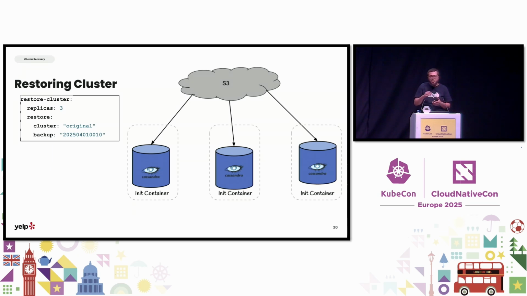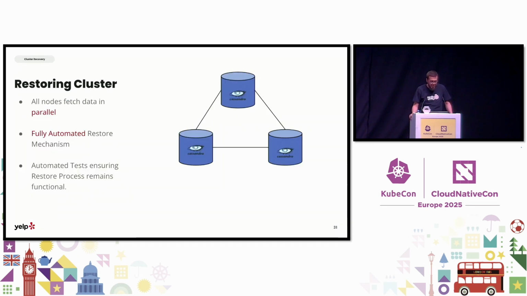If we follow a sequential approach, one node at a time, it would take much longer. So we expedite things by making use of the parallel pod management policy that allows all pods to come up in parallel and start pulling data from S3. And once all nodes have completely pulled data onto the disk, we exit the init container and start Cassandra. And once all Cassandra nodes are up and running in the regular container, they join together to form the cluster. So in this way, we ensured our restore process is fully automated.